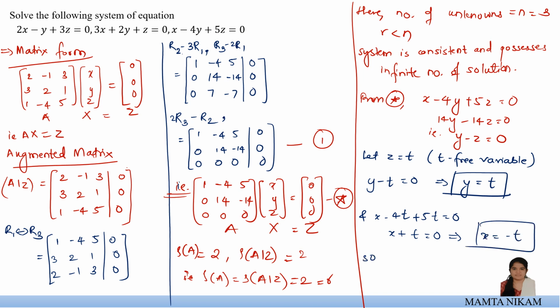So therefore what solution set do we get? x equals minus t, y equals t and z equals t. This is the solution set, that is infinite solutions. If I take the value of t as 1, what will x, y, z be? I am writing this for information. x will be -1, y will be 1, z will be 1. If you take t as 2, then x will be -2, y will be 2, z equal to 2, and hence the solutions. I hope this example is clear. Let us move on to one more example.